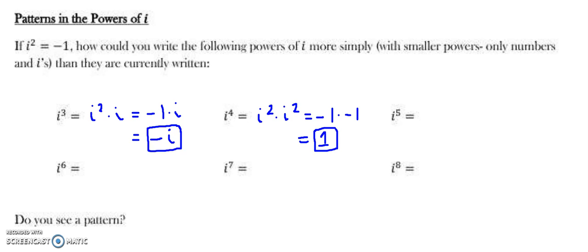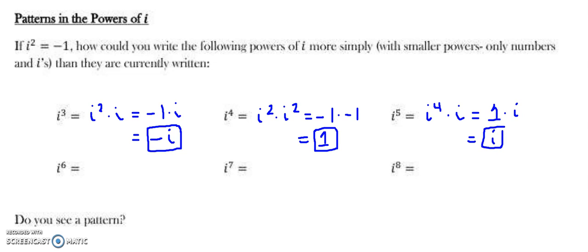And we can continue to do this for larger and larger powers of i. i to the fifth can easily be broken down as i to the fourth times i. And we just found out that i to the fourth is equal to 1. So this is just 1 times i, or i.